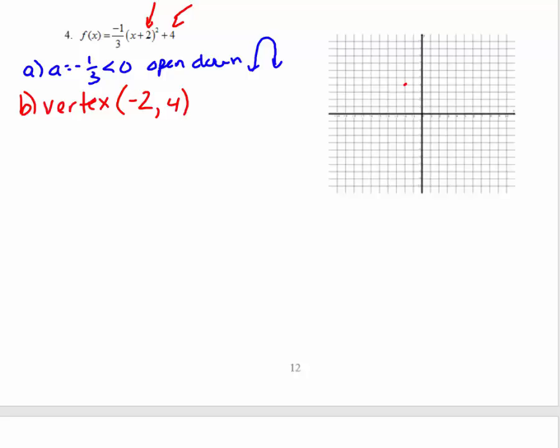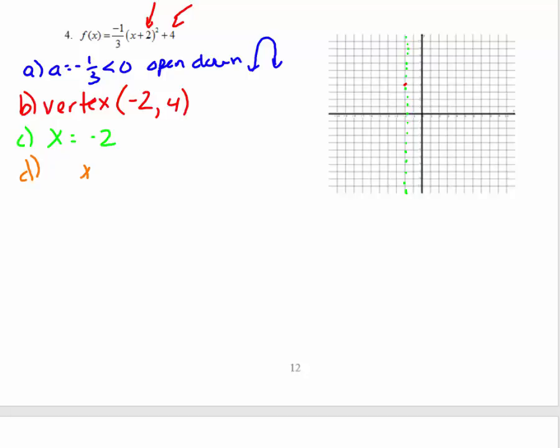Then we're going to do our line of symmetry. Our line of symmetry is just that vertical line that goes through your vertex. So my line of symmetry will go through my vertex, and it's going to be x equals -2. So x equals -2. Then we need to graph it.